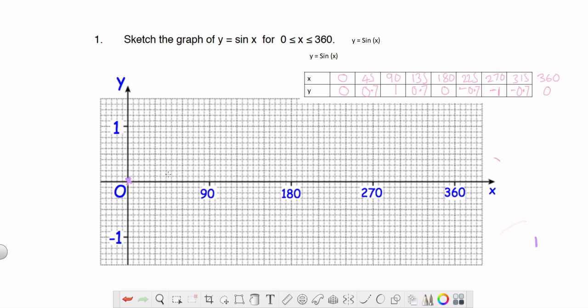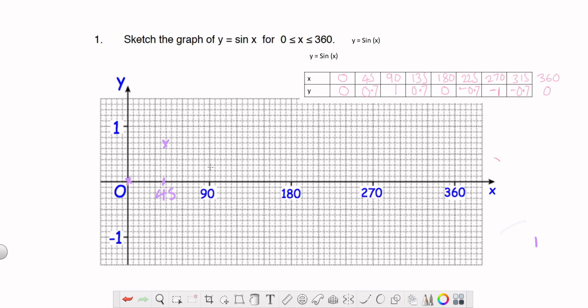Next one, 45. 45 is roughly in the middle of 0 and 90. That's a bit awkward. How do I determine that? How many squares are there in between? I'm trying to find the middle. It's 15 little squares, so half of 15 is 7.5. Poor choice of graph here, guys. 3, 4, 5, 6, 7. That there is your 45, and sine 45 gives you 0.7.